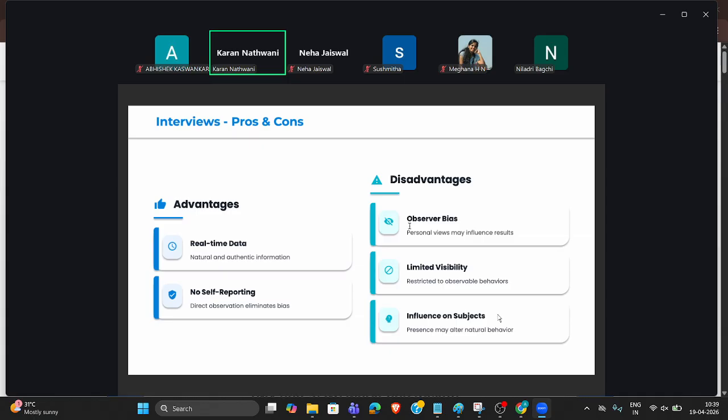You cannot record the exact behavior of a person, which can be very different between what is on air and what is not on air. So this is another disadvantage. Then influence on the subject: the presence of the interviewer may alter natural behavior. For example, certain subjects, this happens.